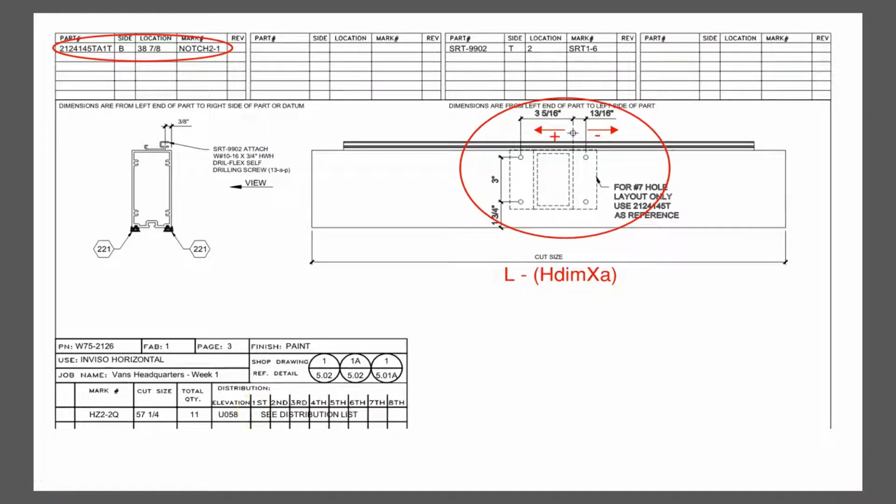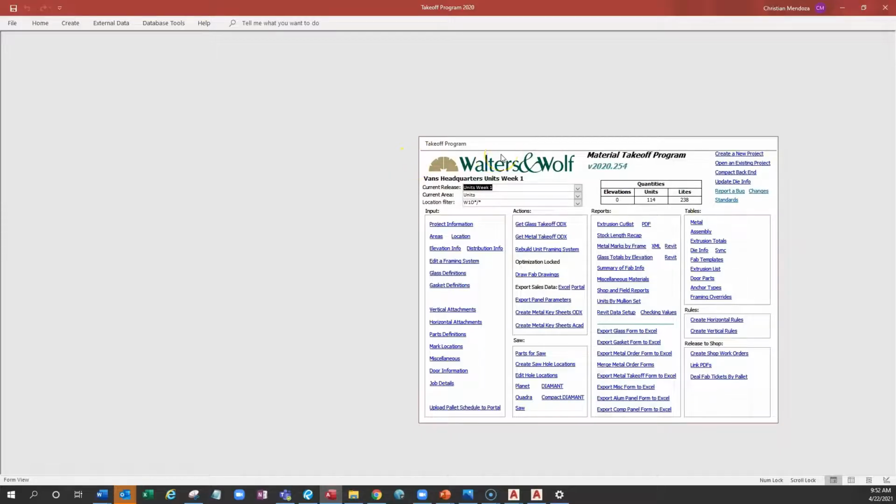Now the next example is this invisible horizontal, and we'll be using this fab ticket. As you can see, still for Advanced Headquarters Week 1, and then we are going to program this part to be exact. We're going to program these 4 hole locations, and I will explain what this plus and minus symbol mean later on. And the mark number for this fab ticket is HZ2-Q. So now we need to go to the takeoff order, which we have here.